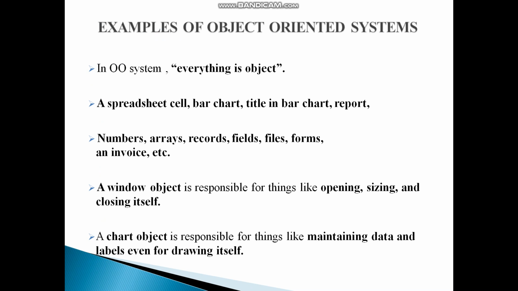Example of an object oriented system: in an object oriented system everything is an object. For example, cell, bar, chart, title. Also numbers, array, record, fields, forms, invoice, etc. In a window, the object is responsible for opening, sizing and closing itself. In a chart, the object is responsible for maintaining the data, labels and drawing itself. These are all the functions that objects perform in object orientation.